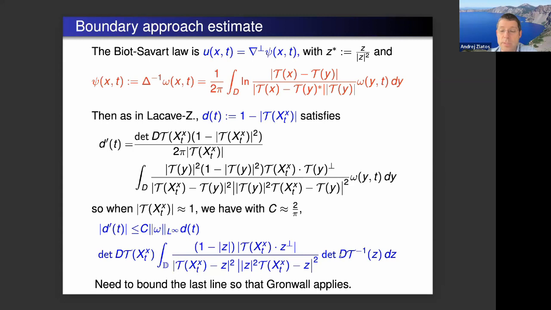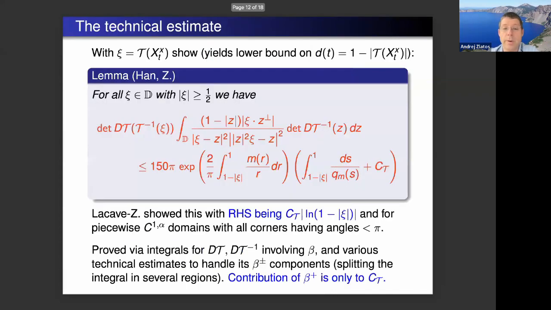But if we could show that this is bounded by log of d, then this would give us at most double exponential decrease of the distance. And that's precisely the double exponential approach rate from smooth domains. And all that is just using the Gromov inequality. And it turns out that we were actually able, with Han, to show this with this point being just a constant here.